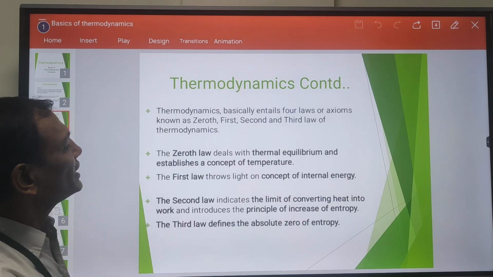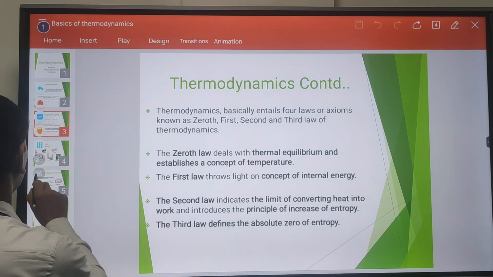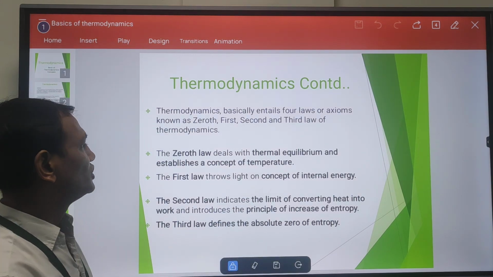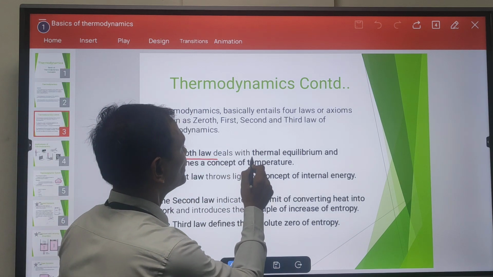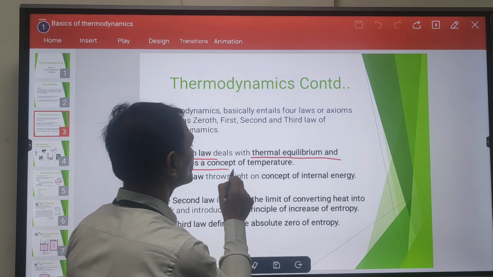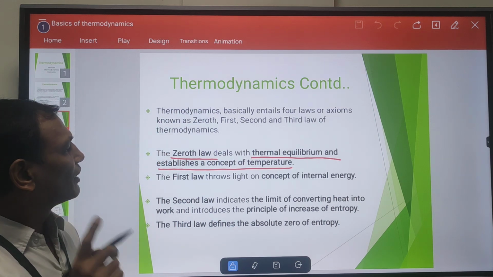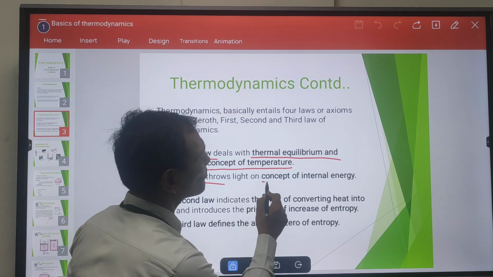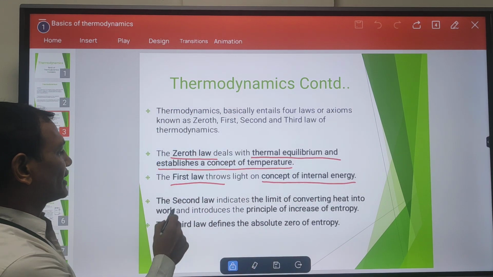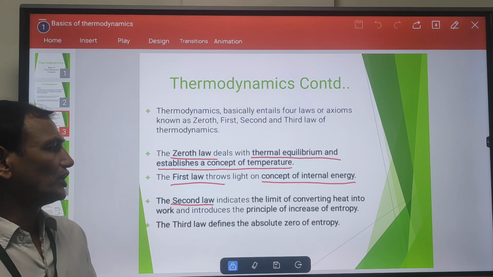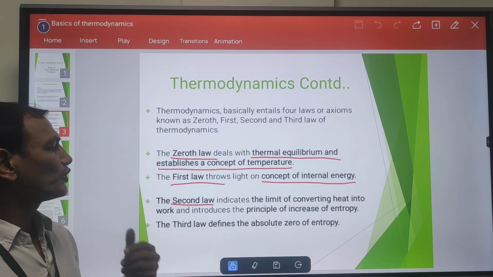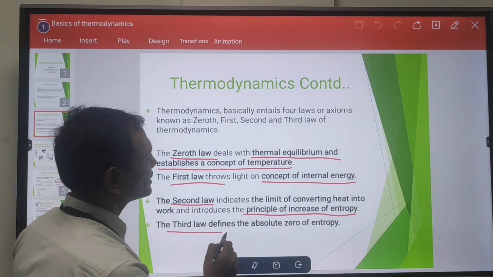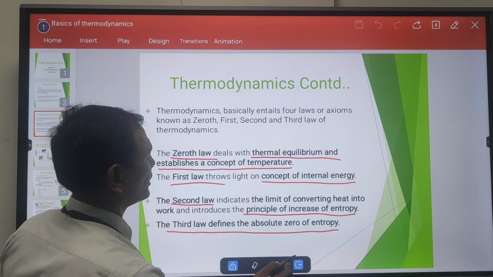Thermodynamics basically entails four laws: first law, second law, third law and zeroth law. Zeroth law deals with thermal equilibrium and establishes the concept of temperature. Temperature I will discuss later. The first law throws light on the concept of internal energy. The second law indicates the limit of converting heat into work and introduces the principle of increase of entropy. And the third law defines the absolute zero of entropy.